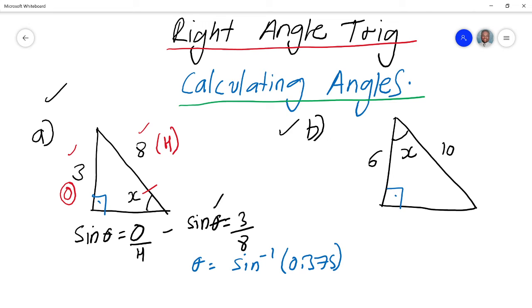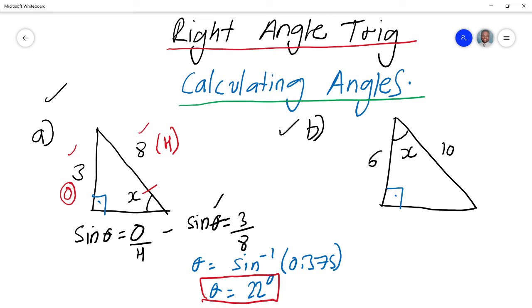what you need to do is press your shift and sine inverse. So when you press your shift and sine, what that becomes is your sine inverse function. So you put shift and sine, and your angle therefore becomes 22 degrees. So therefore your theta is now 22 degrees. All right. So that's really how you work out your angles.